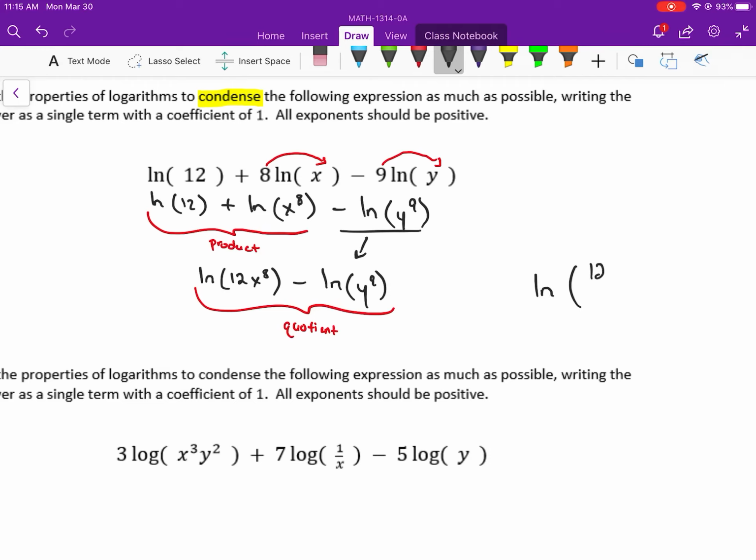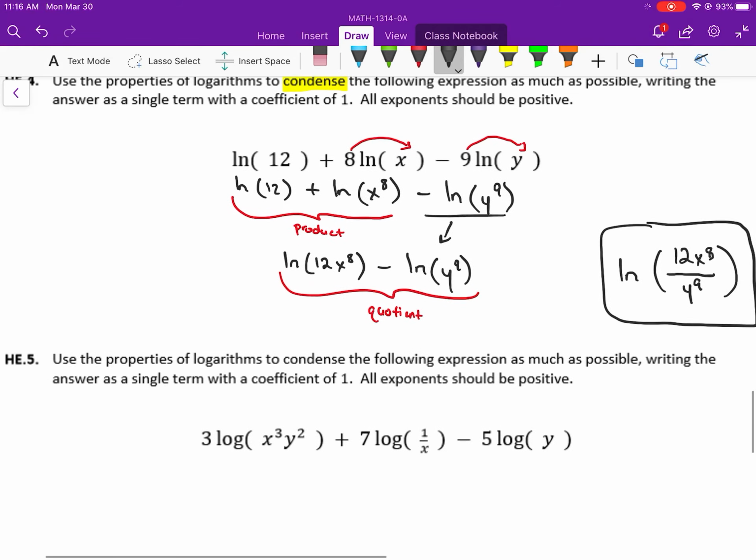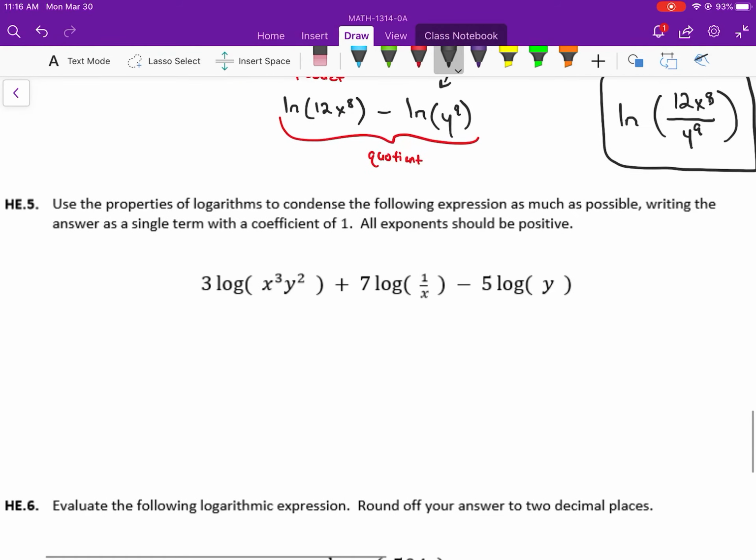All right, so I'm going to write this over here on the right-hand side, so I don't run into that next problem. So we get ln of 12 times x to the 8th over y to the 9th. Now, that looks like my answer. However, I always want to make sure if there's any simplifying or reducing that can be completed, and it doesn't look like it. There's nothing in front of the y to be able to reduce that 12. And then the variables are different, x and y. So this is my answer.